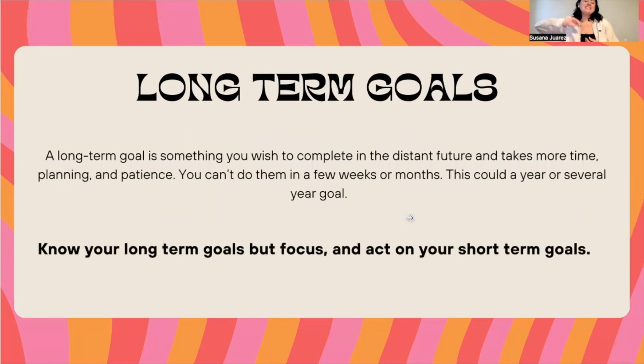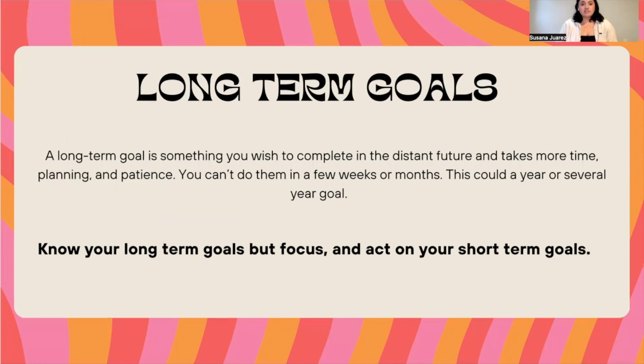To complete in the distant future, and it takes more time. That means that's something that's not super close, right? It takes a little more time, a little more patience because you have to wait. It's a longer goal. For example, my long-term goal was to graduate college, right? That's 4 years. That's a long goal. I couldn't do that in a few weeks or months.